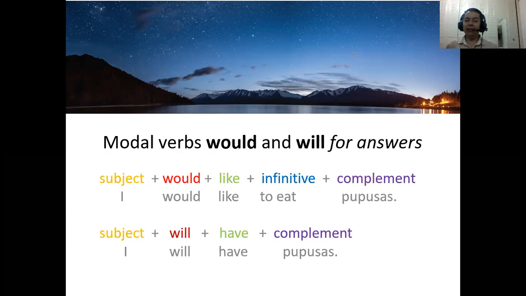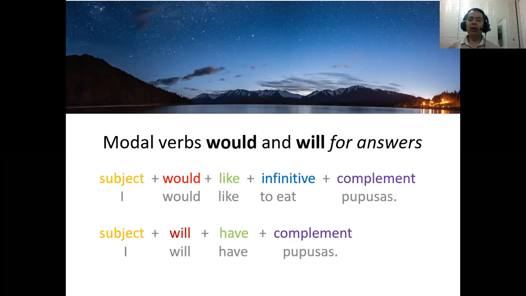Because you don't say, I would like what? Me gustaría qué? It's necessary to show a complement, right? You can use it like this in a restaurant. It's a very common language in restaurants, but you can use it in other contexts, not only in restaurants.